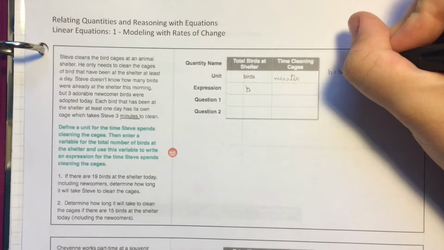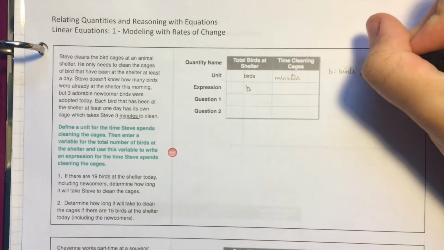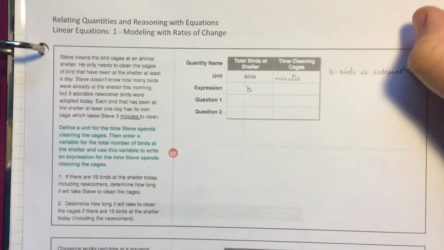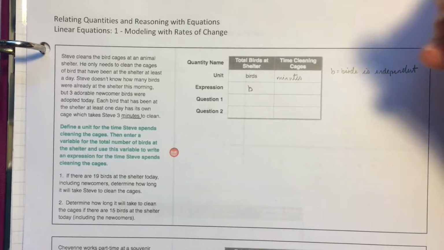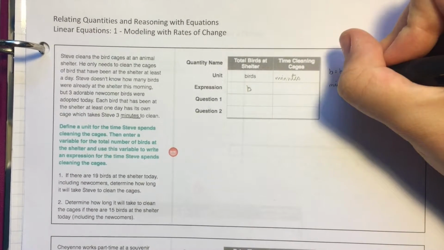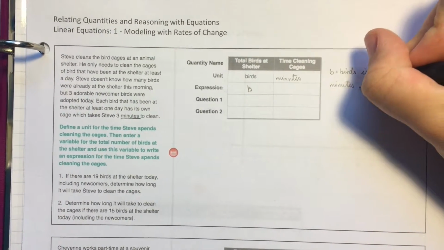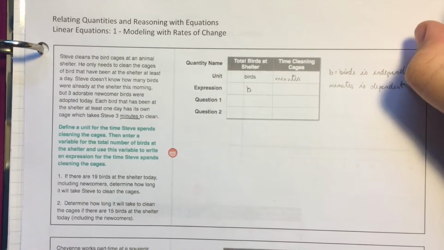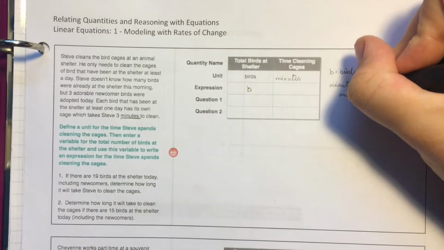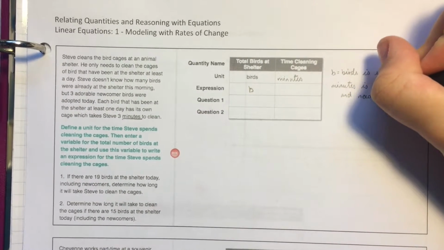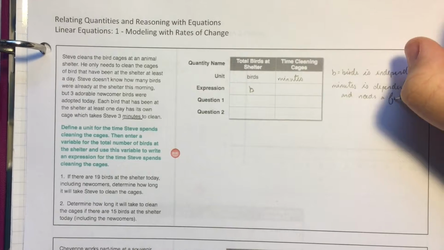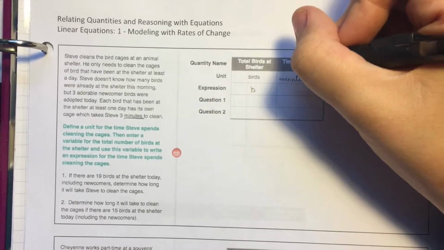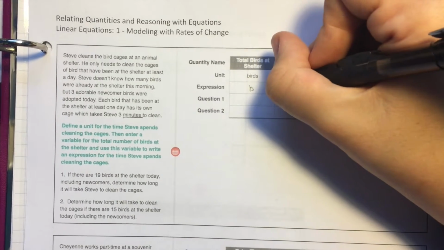I'm looking at B for birds, and the time it takes to clean the cages is going to be in minutes. And because B for birds is our independent variable, minutes is going to be our dependent variable, which means we need to write an equation to determine how many minutes it takes to clean X number of birds. And we want to make sure it's in function form.